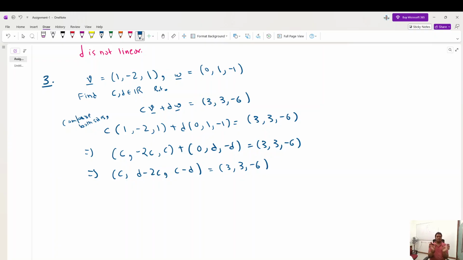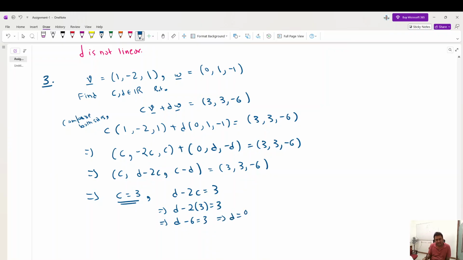Two tuples, two points, are equal if and only if they are equal at every coordinate, right? So what you will get? C is equal to 3. And D minus 2C is 3. So let us substitute your C here. D minus 6 equals 3, meaning D equal to 9.